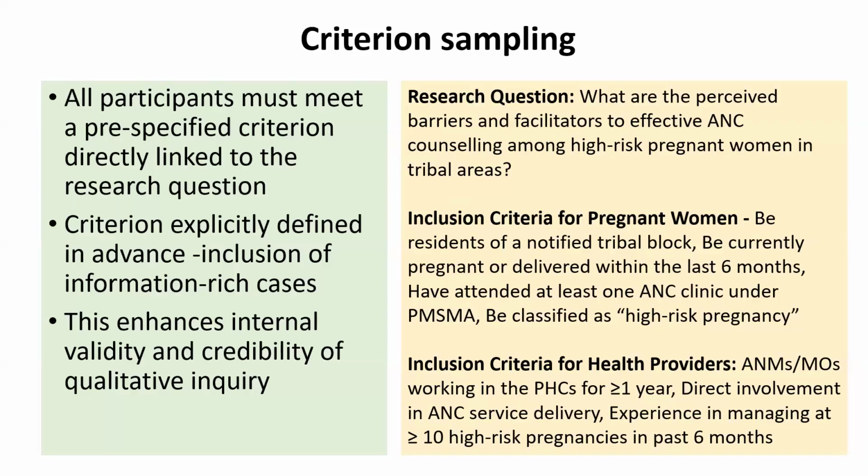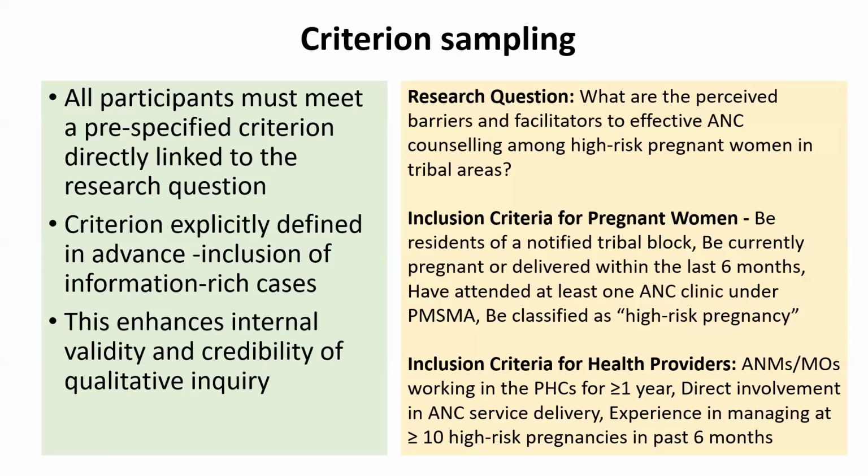The next type of sampling is criterion sampling. Here you have predefined inclusion and exclusion criteria which are linked to your research question. These are explicitly written down before you begin your study, and this is the best if you want to really enhance your internal validity and credibility in your qualitative research. The question which we would think would be suitable for this kind of sampling is, what are the perceived barriers and facilitators to effective ANC counseling amongst high-risk pregnant women in a tribal area?